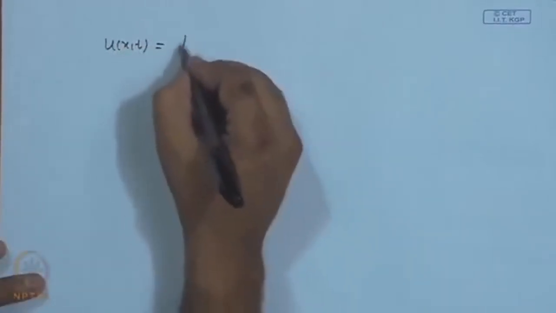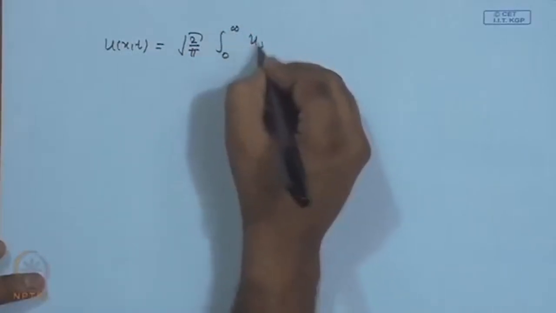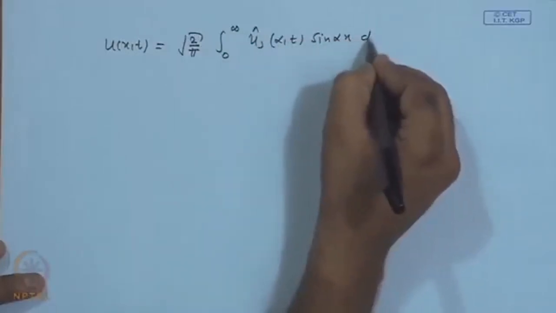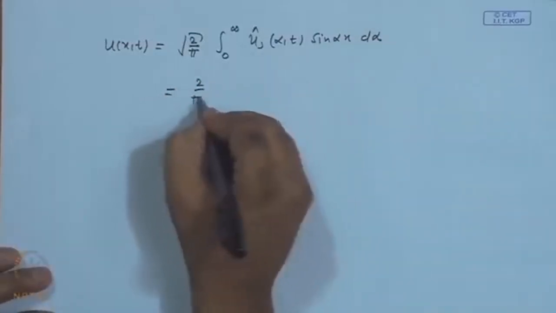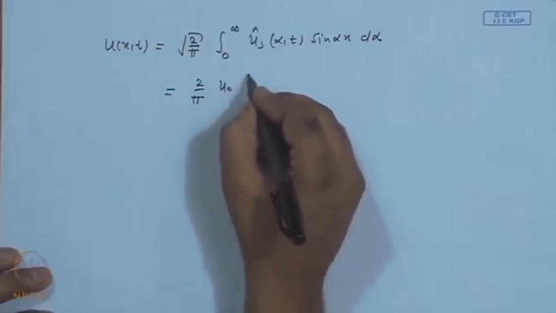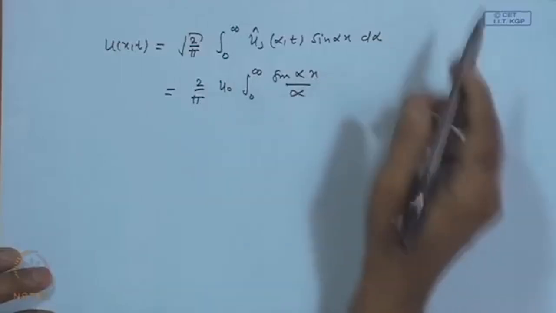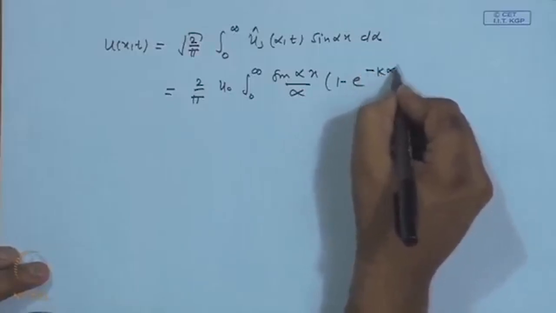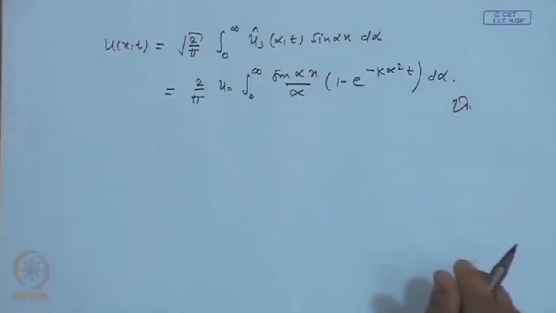Now we take the inverse sine transform. We will get straight away u(x, t), which is square root 2 over pi times the integral from 0 to infinity of u_s hat (alpha, t) sine alpha x d alpha. We can substitute that, and we get square root 2 over pi, and also u naught will come out, integral from 0 to infinity of sine alpha x over alpha times 1 minus e to the minus k alpha square t d alpha. So this is the solution.